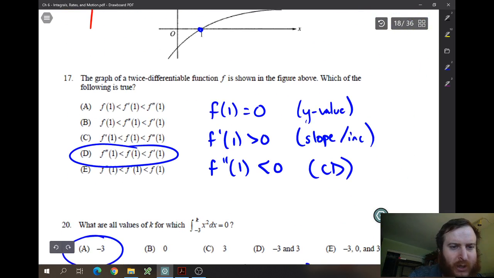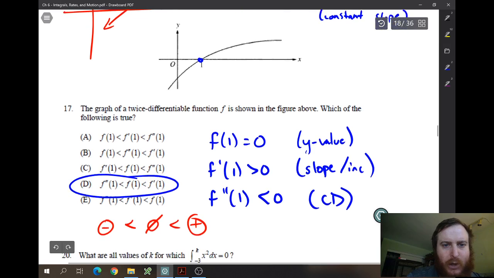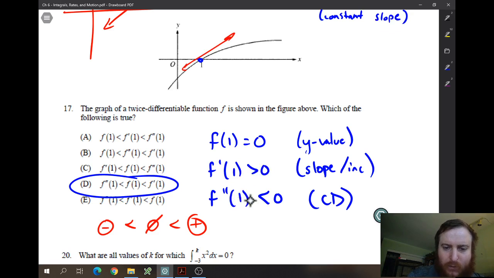Okay, whenever you see these ordering questions, it's always going to be negative is less than 0 is less than positive. So just think which one is negative, which one is 0, which one is positive. We're given a graph. On this graph, f of 1 is 0 because it's on the x-axis. F prime of 1 is the slope. This graph looks like it's increasing, so f prime of 1 is positive. Then f double prime of 1 is less than 0 because this is concave down.